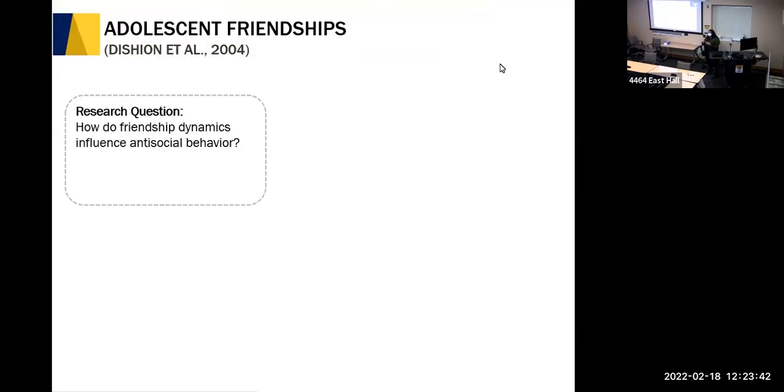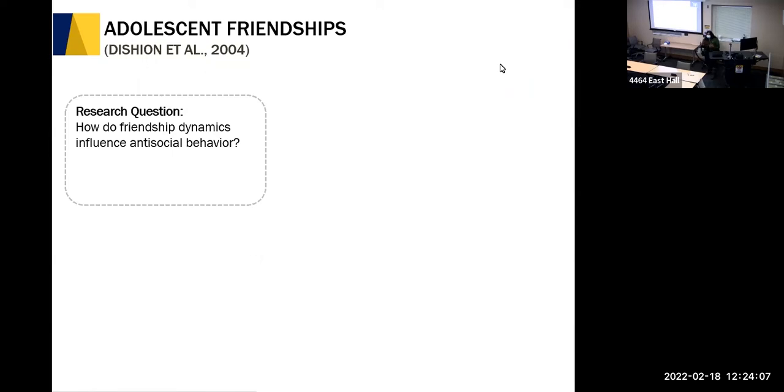So the first study I'm going to review is on adolescent friendship. And there's been a wealth of research that suggests that social relationships in adolescence, friendships in adolescents, have this unique and important impact on later behavior and adjustment. And in fact, research suggests that affiliation with deviant peers can really influence antisocial behavior.